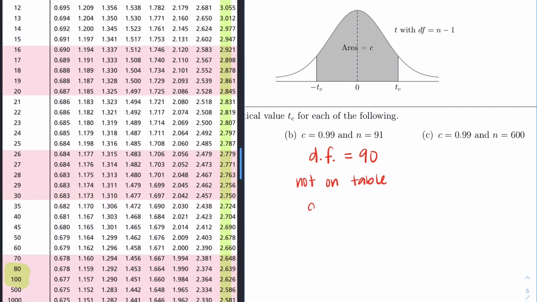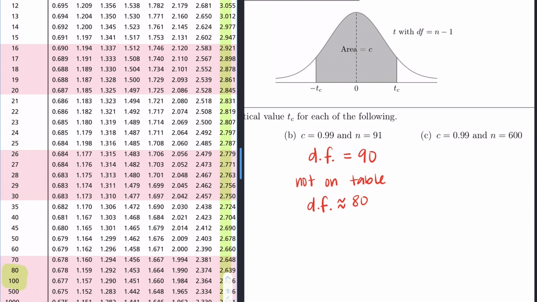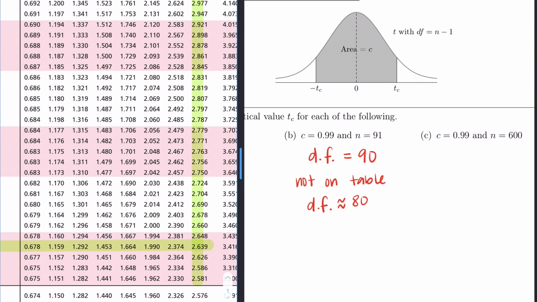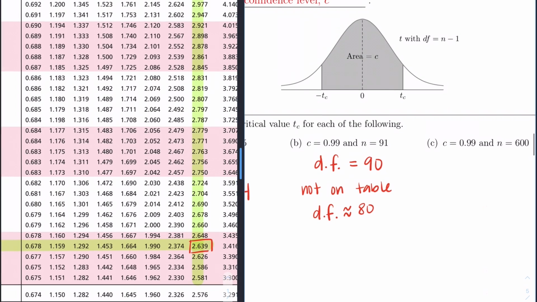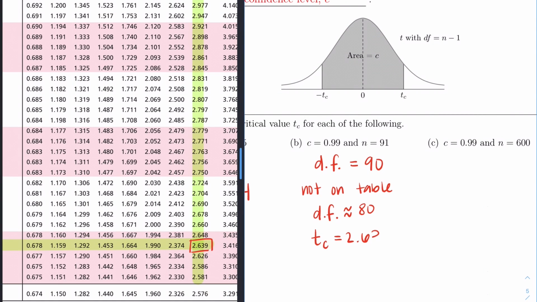And so I'm going to use instead the smaller value that's closest to this degrees of freedom. My options would either be 80 or 100, right? Those are the two closest degrees of freedom on this table. And I'm always going to take the one that's smaller. So here, I'm going to say that the degrees of freedom is approximately 80, right? Which normally we wouldn't say that 80 and 90 are approximately equal, but for the purposes of using this table, we are. And so on the t table, we can see that the critical value is going to be 2.639.